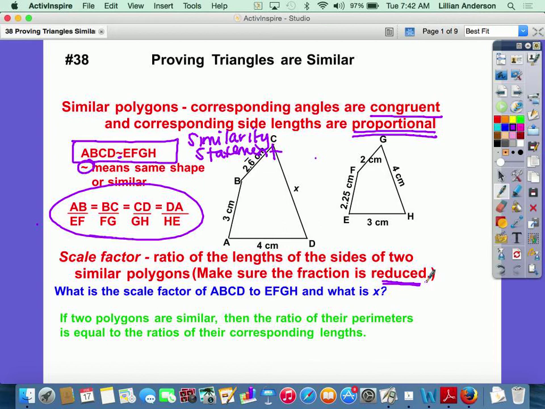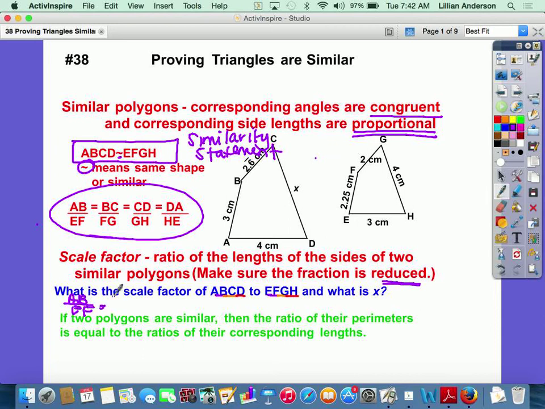So it's asking you, what's the scale factor of ABCD to EFGH, and what is X? Well, just like the congruency statement, in the similarity statement the pieces match up. So AB goes with EF, BC goes with FG, and so on and so forth. CD goes with GH, okay? So if I wanted to figure out what the scale factor is, I would set up a ratio between the sides, AB compared to EF, okay?